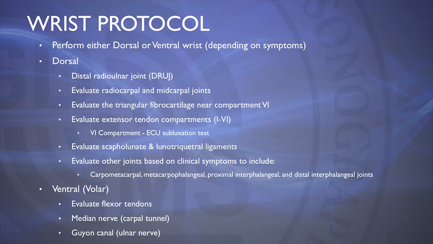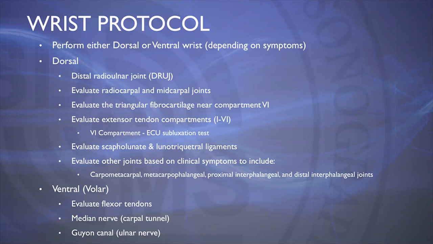On the dorsal side, you'll be asked to look at the distal radial ulnar joint. You may be asked to evaluate the radiocarpal and midcarpal joints, the triangular fibrocartilage, which is near compartment 6, which we'll get to what that is in a moment. We'll then be asked to evaluate the extensor tendon compartments. So compartments 1 through 6, there's a total of 6 different compartments with tendons in each of those compartments. And in compartment 6, there's a tendon that's an acronym called ECU, which we'll get to what that acronym stands for in a moment. But we may be asked to do a subluxation test of that tendon in that compartment.